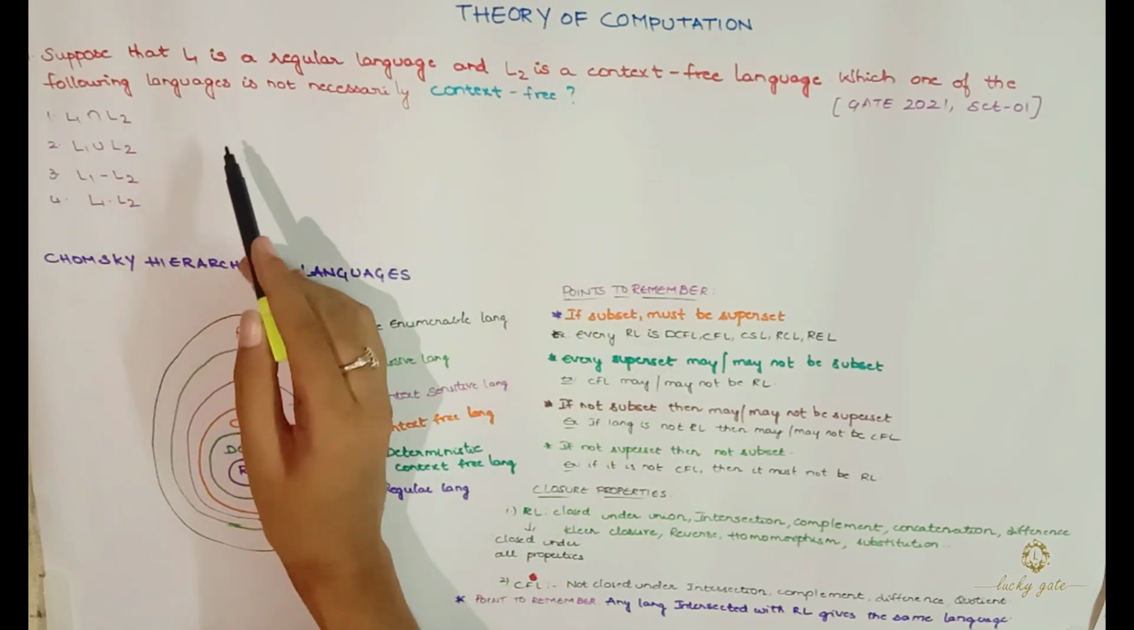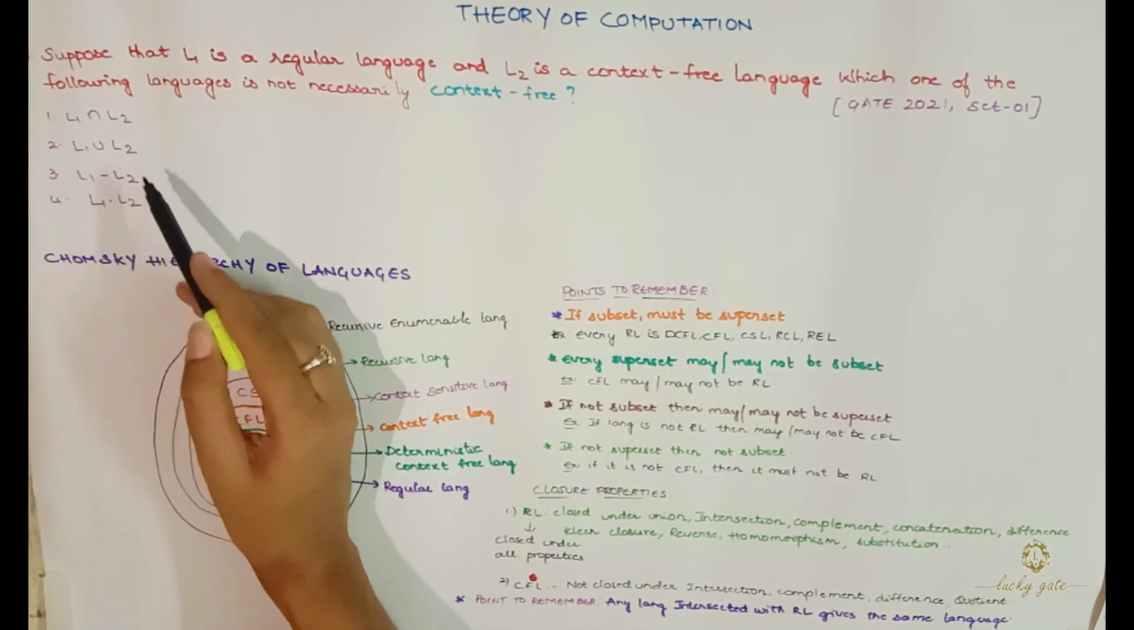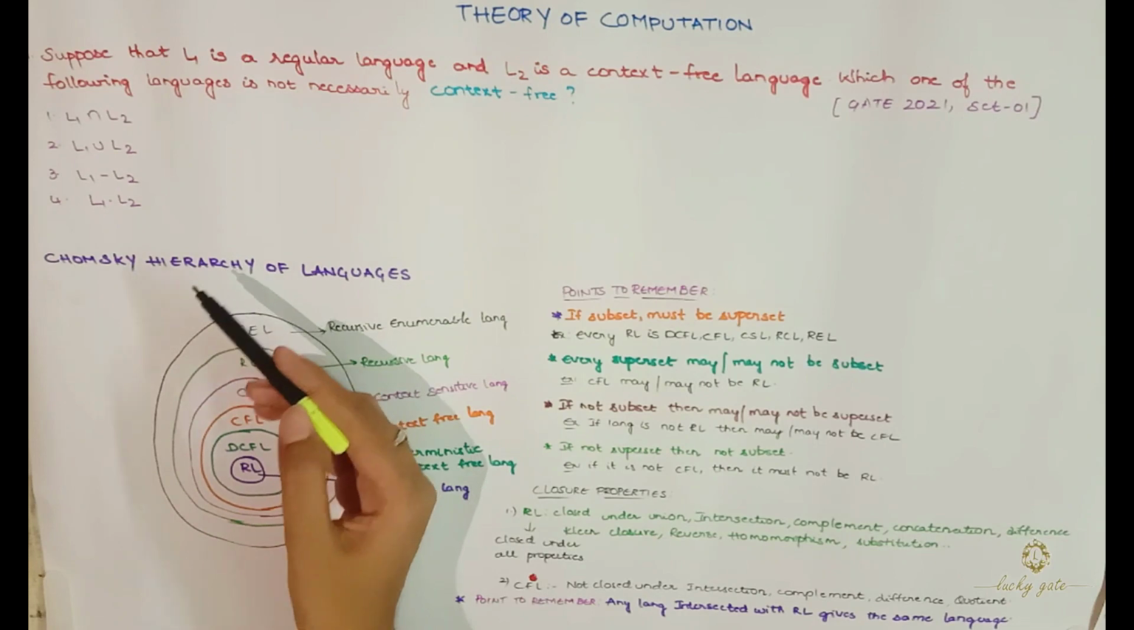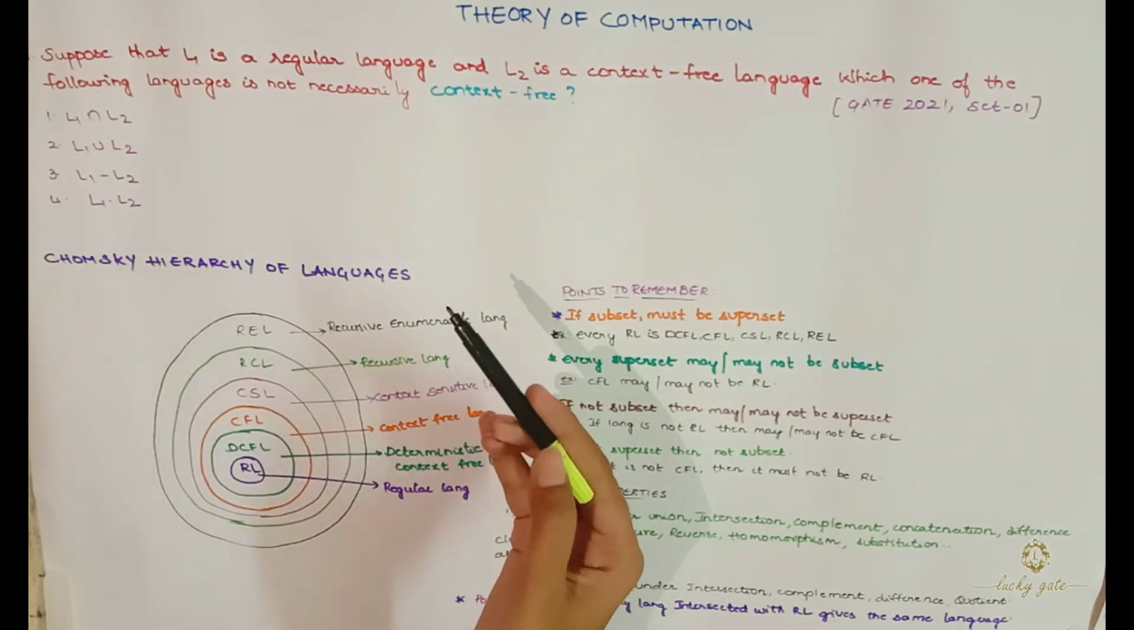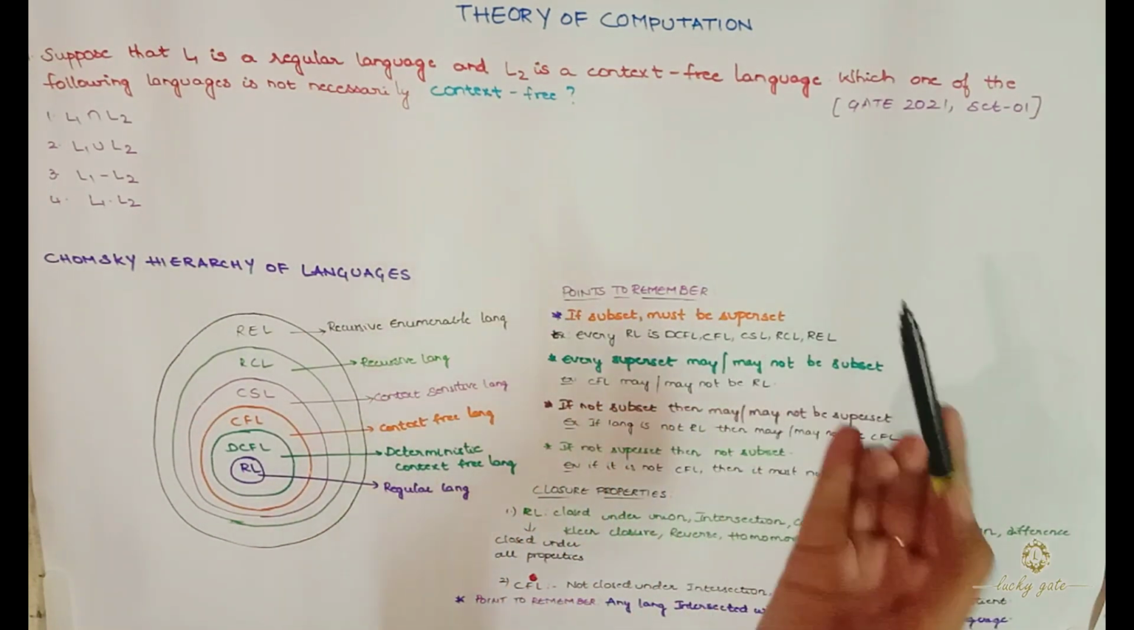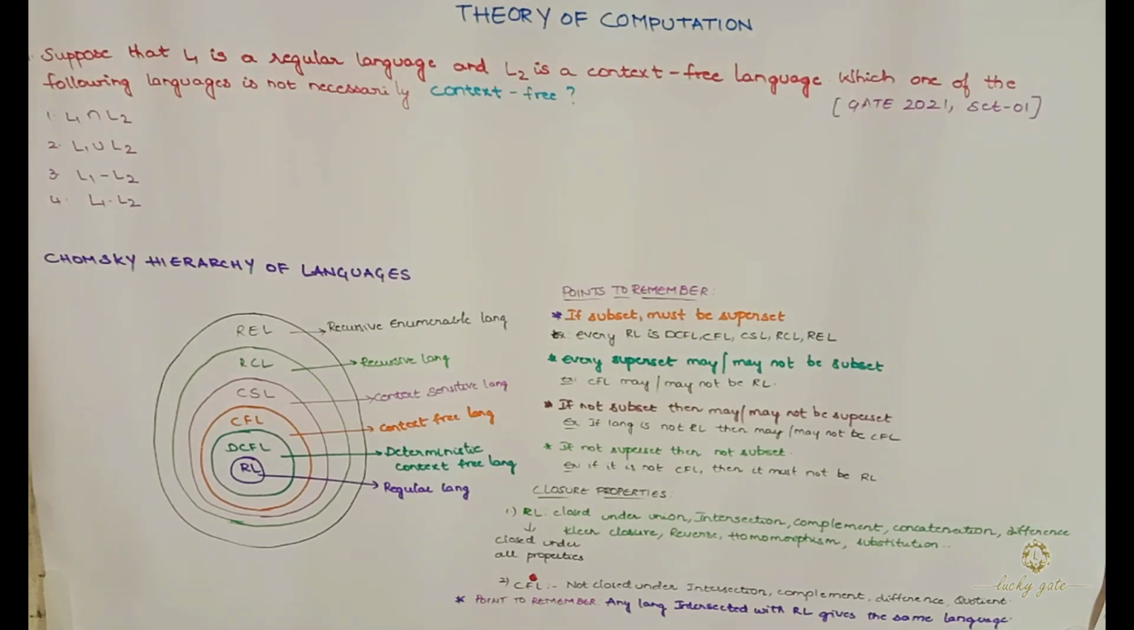And here are the given operations. Among these operations, we need to choose one correct option which does not lead to a context-free language. Now, before solving this question, we need to learn a few basic points.